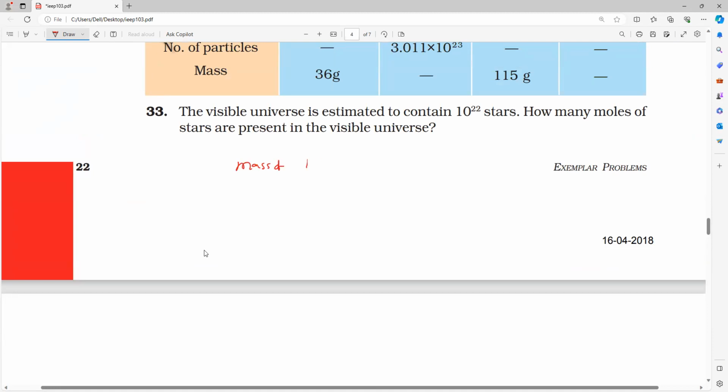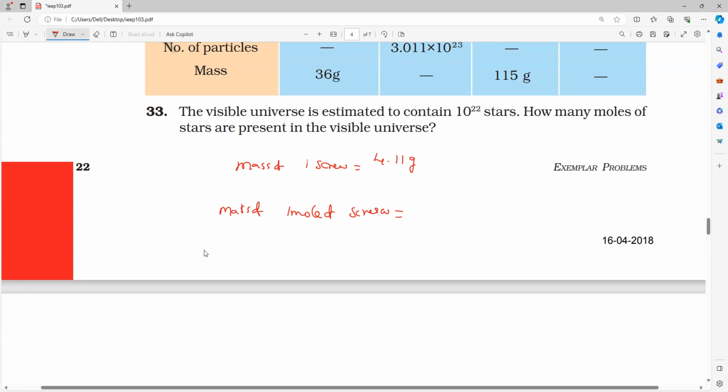Mass of one screw. How much is it? Everybody, 4.11 gram. Now, mass of one mole of screw. One mole of screw is equal to how much? One mole means what? Number of moles. So we all know that.